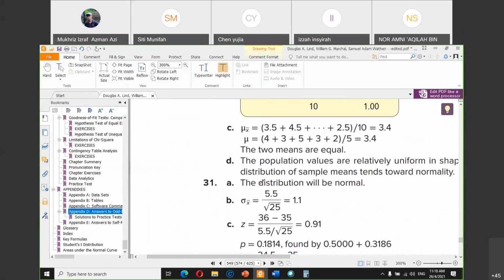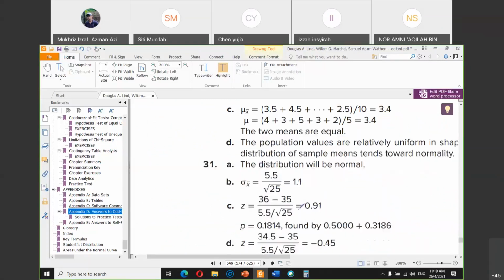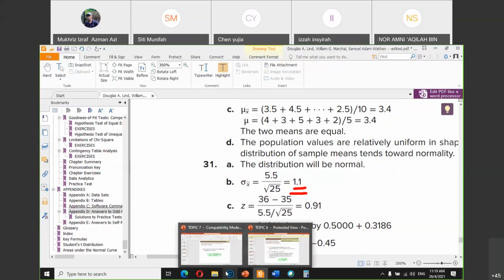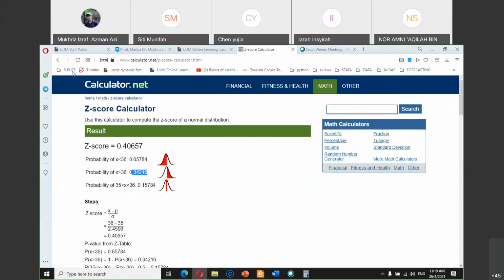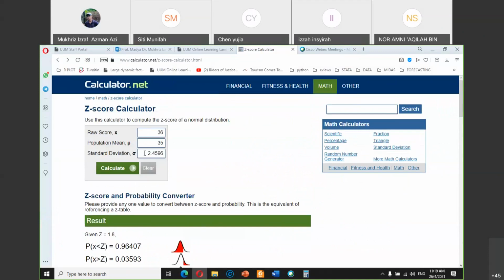Okay, A, what is the distribution? It will be normal, and you can see here it will be 5.5 over... I put it wrong. Oh, I got my standard error wrong just now. So 5.5 divided by the square root of 25 should be 1.1. Then from here you want to calculate the probability value, so I need to go back and change the value of the standard error to 1.1.